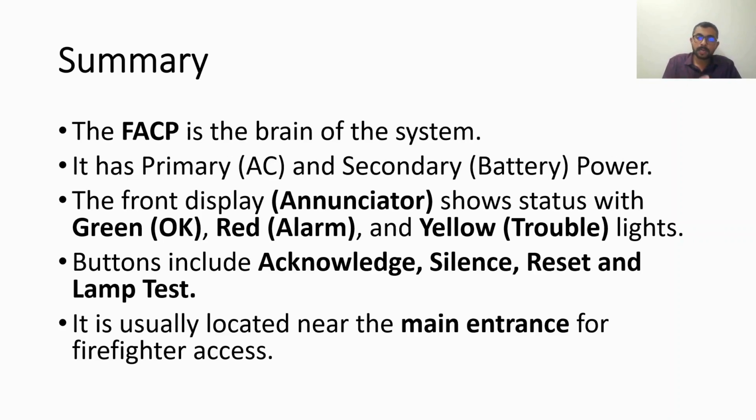In the annunciator, there are 3 LEDs. We have the green LED, which shows the normal status. Then we have the red LED, which shows the alarm status. Then we have the yellow LED, which shows the trouble or the supervisory status. Then we have the control buttons. We have discussed that we normally have 4 control buttons. One is the acknowledge. Then we have the silence. Then we have the reset. And we have the lamp test button.